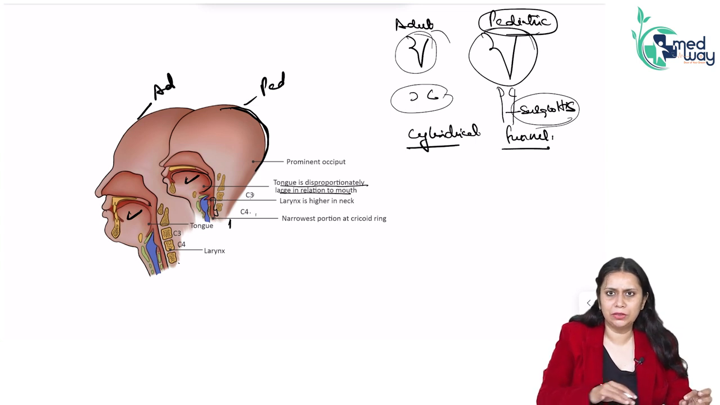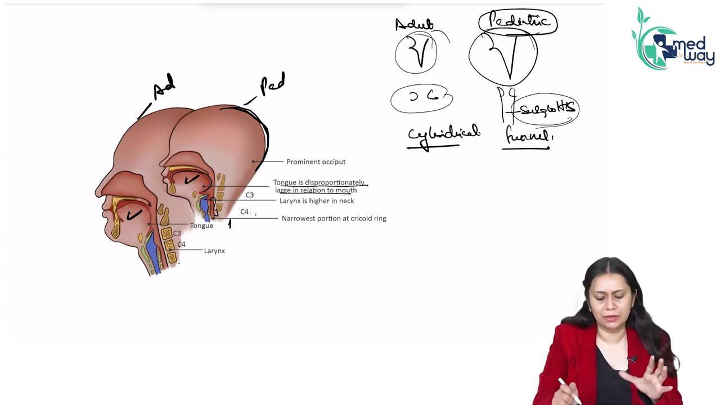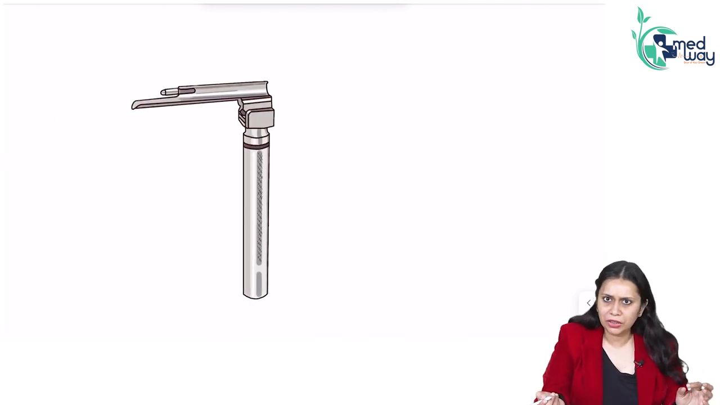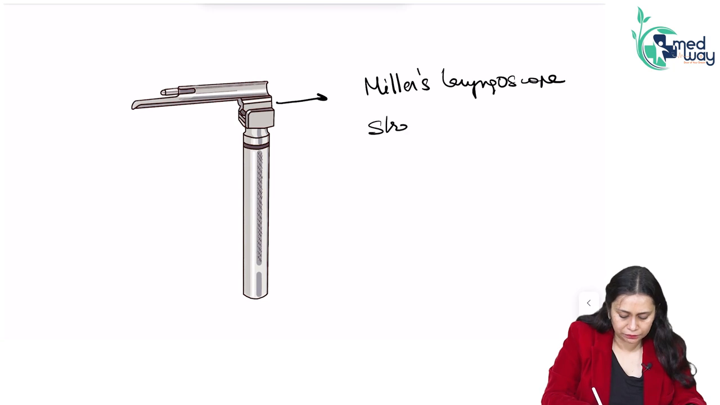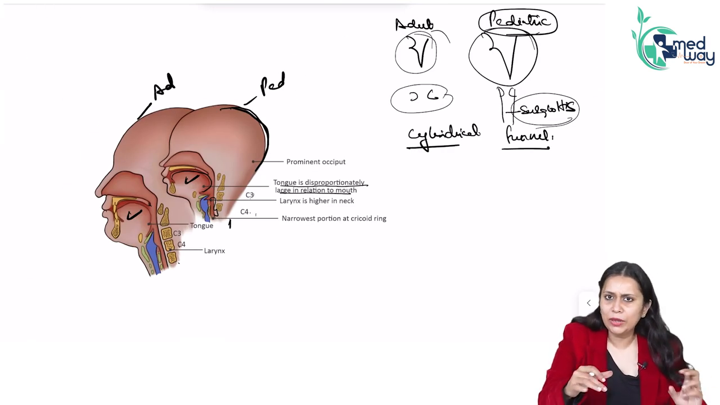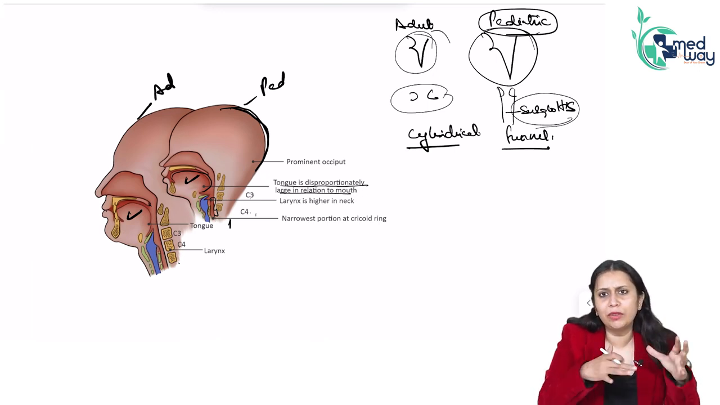So because of these differences, we practice two uniform changes during pediatric intubation. Two standard changes are practiced. The first change: in pediatrics, we use a straight blade laryngoscope. This is your Miller's laryngoscope, or straight blade laryngoscope. Now what would be the benefit of this laryngoscope? In pediatrics, we keep the head and neck in the neutral position, compared to adults, where we make the morning sniffing position.